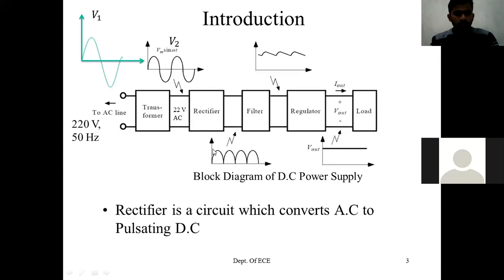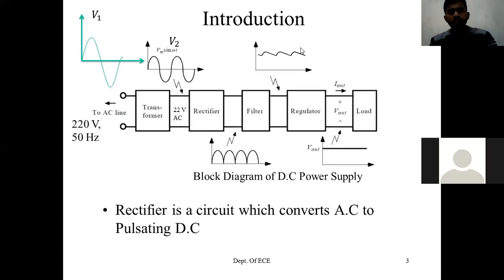To further remove these AC components, I will apply the rectifier output to the filter. The filter will try to remove some of the AC components. Just observe the filter output. Some AC components are still present, but compared to the input of the filter, considerably fewer AC components are present at the output.